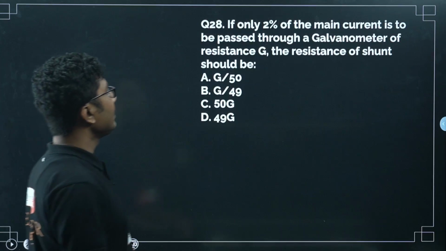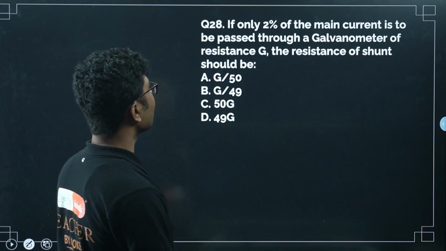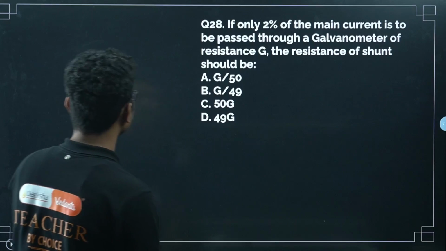Now, if only 2% of the main current is to be passed through the galvanometer of the resistance G, the resistance of the shunt should be.